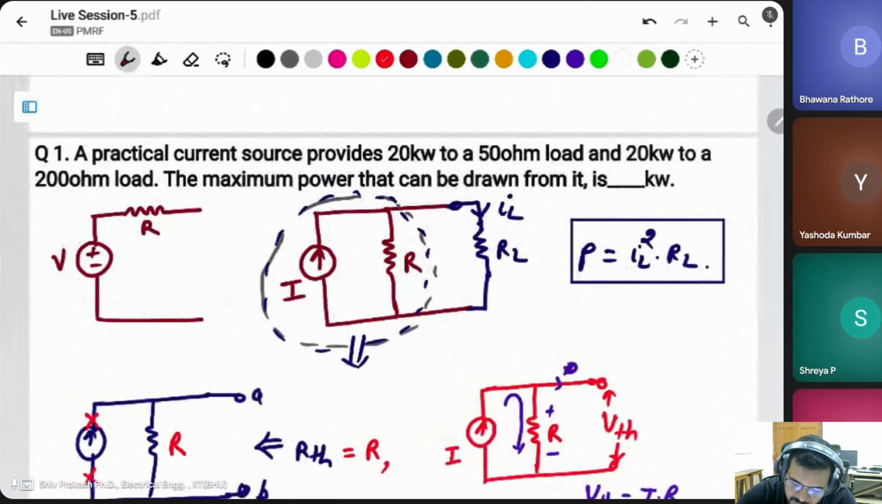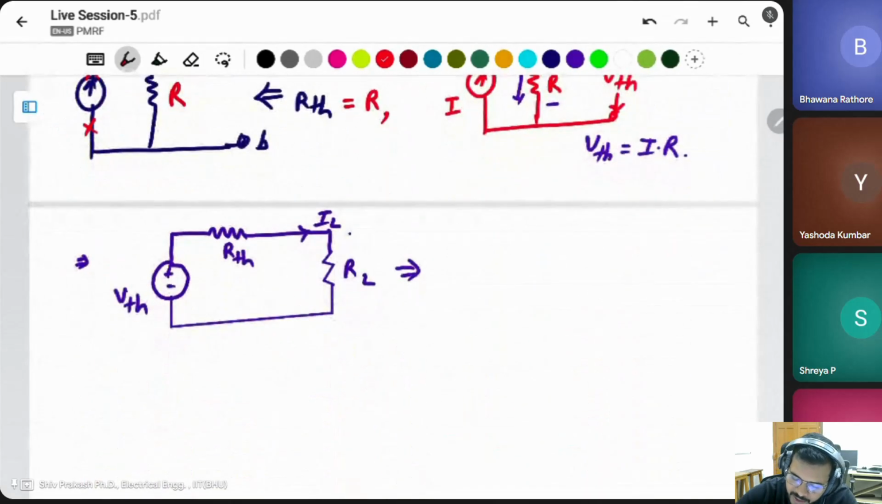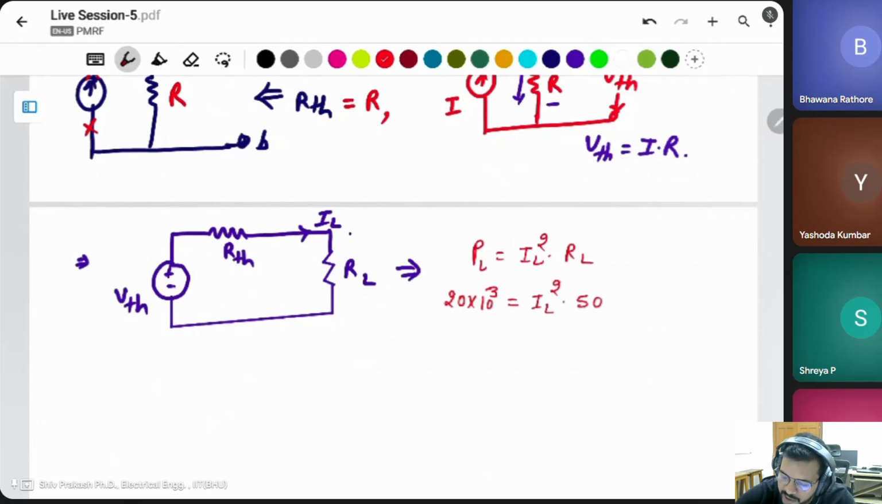First thing given is that the current source, the whole circuit, provides 20 kilowatt to a 50 ohm resistor. It means RL is 50 ohm and PL is equal to IL square into RL. PL is 20 kilo, it means 20 into 10 to the power of 3. IL square we have to find. RL is 50 ohm. If there is a 50 ohm, then what is the IL? In this condition, IL square is 20 into 1000 divided by 50.